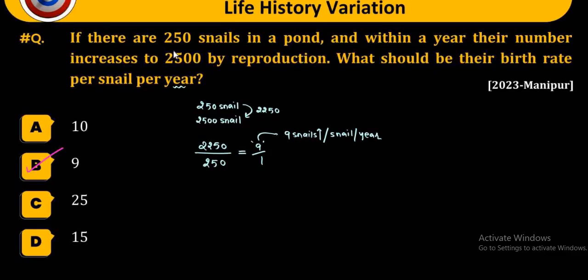Next question, if there are 250 snails in a pond and within a year their numbers increase to 2500 by reproduction, what should be their birth rate per snail per year? So 250 snails and next year 2500 snails, increase of 2250 snails. So 2250 by 250 is equal to 9 by 1. 9 snails increase per snail per year. Option B is correct, 9.